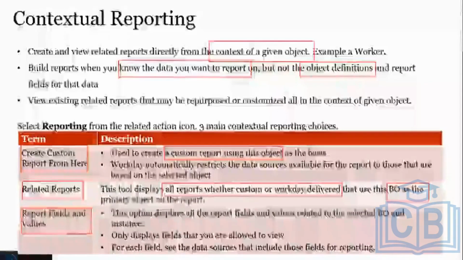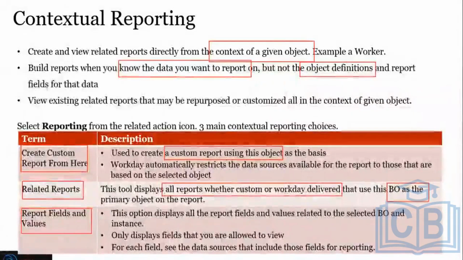Your report fields and values option displays all the report fields and values that are part of that business object. That way you can see which field has this particular value.